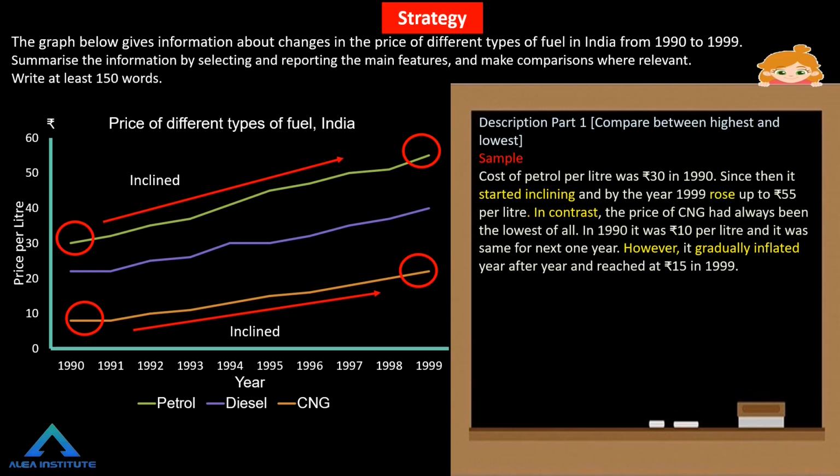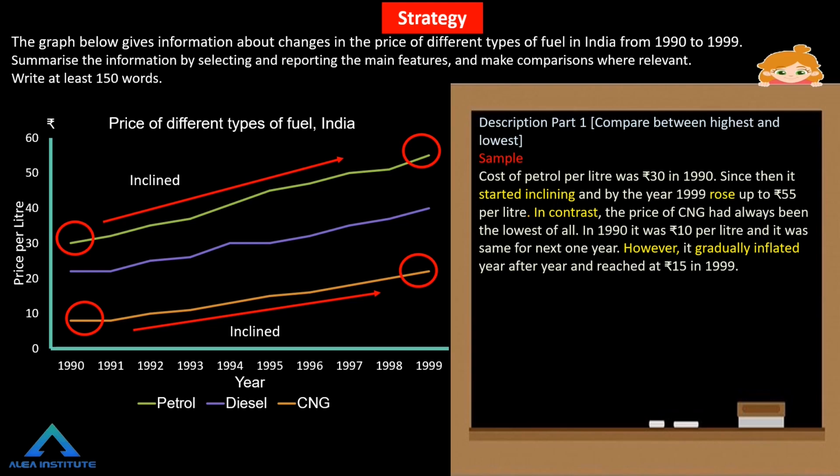Cost of petrol per liter was rupees 30 in 1990. Since then, it started inclining and by the year 1999 rose up to 55 rupees per liter. In contrast, the price of CNG had always been the lowest of all. In 1990, it was 10 rupees per liter and it was the same for the next 1 year. However, it gradually inflated year after year and reached 15 rupees in 1999.